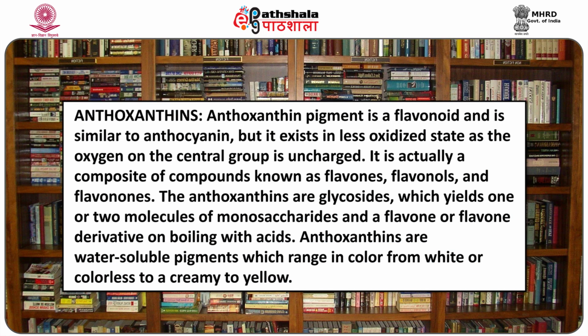Let us now study anthoxanthins. Anthoxanthin pigment is a flavonoid similar to anthocyanin, but it is a less oxidized pigment. It is actually a composite of compounds known as flavones, flavonols, and flavanones. The anthoxanthins are glycosides. They yield one or two molecules of monosaccharide and a flavone on hydrolysis or boiling with acids. Anthoxanthins are water-soluble pigments and their colors range from white or colorless to creamy to yellow tint.